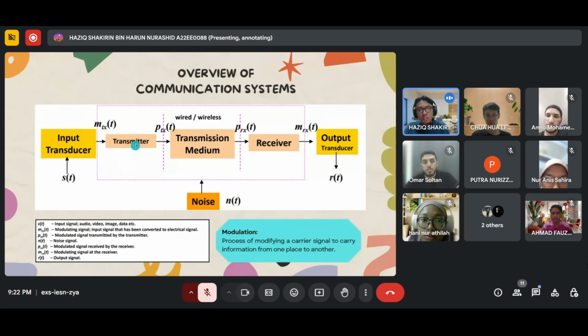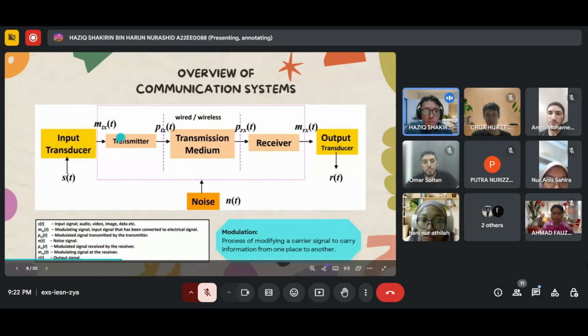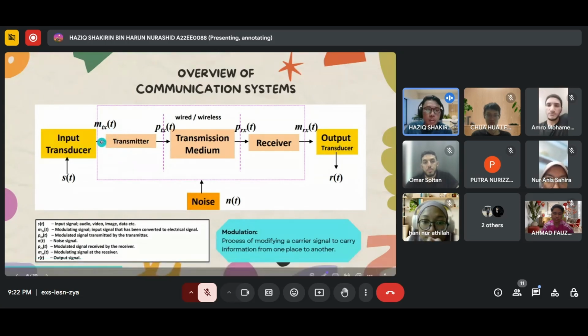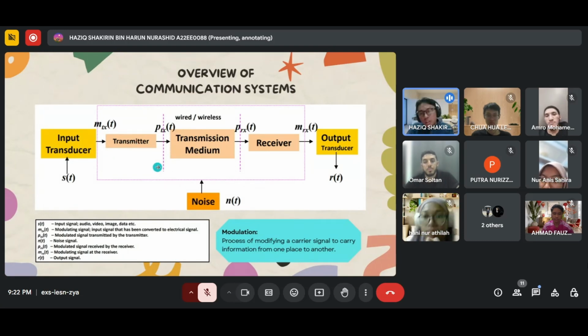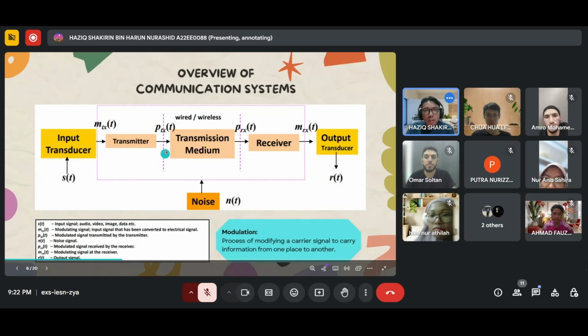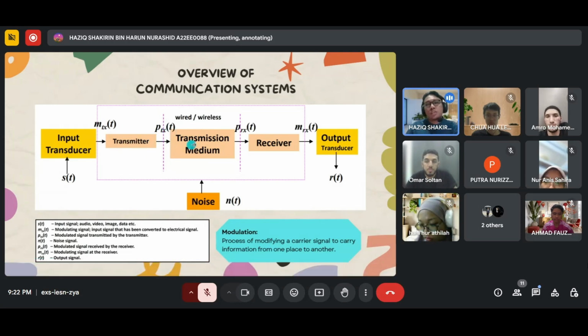In this transmitter, we do a process which is modulation. The modulating signal that we have will be converted into a modulated signal, a signal that has already undergone this process. And then the modulated signal will be passed into the transmission medium. So what is this transmission medium? We have two kinds of them: wired, also called guided, and wireless, which we call unguided.